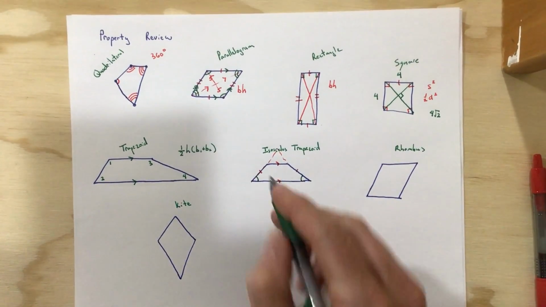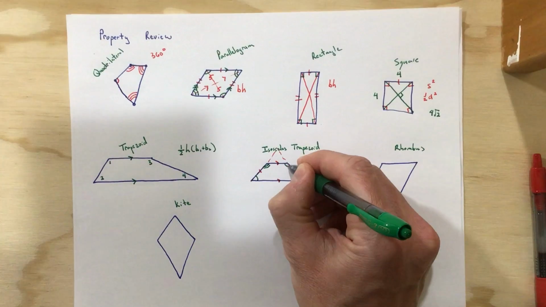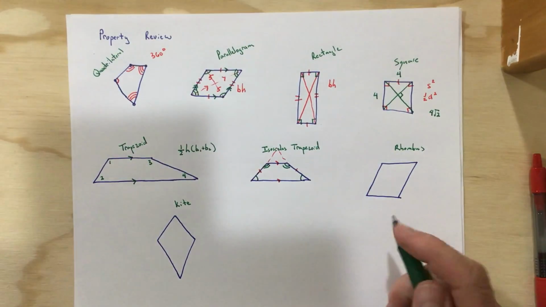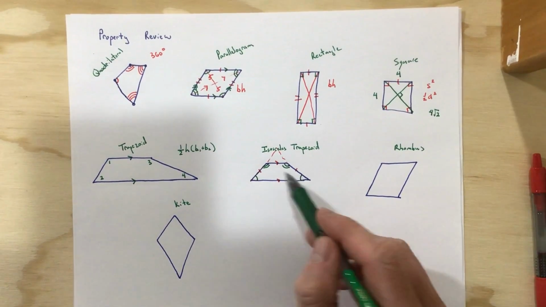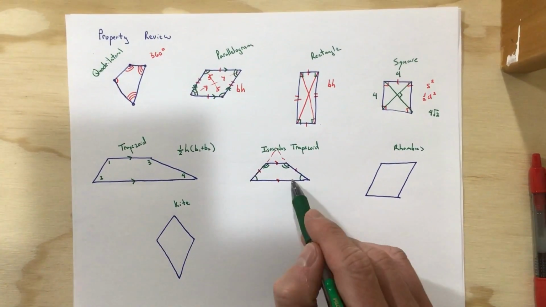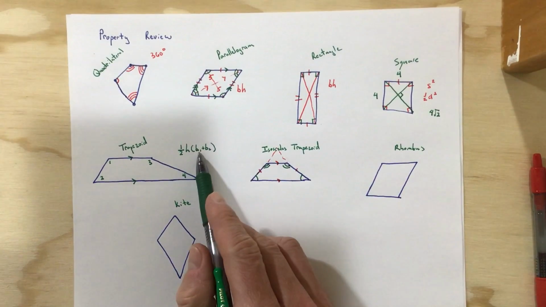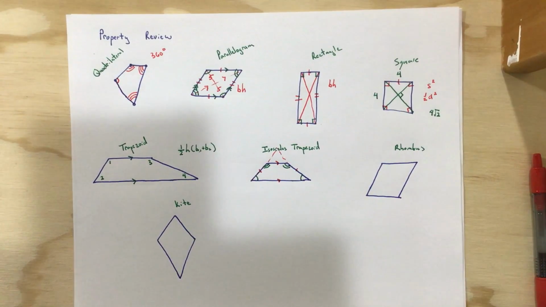Okay, so those angles are congruent, which means those angles are congruent because you could have just flipped the trapezoid up the other way. And so now we have two pairs of congruent angles. Consecutive angles are actually congruent across this and across that. The area is still the same because it's still a trapezoid.